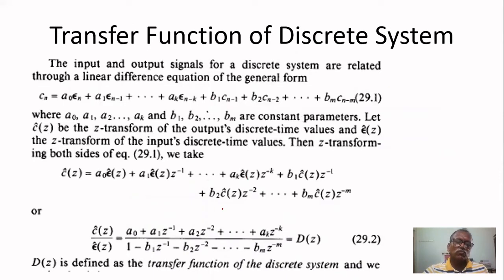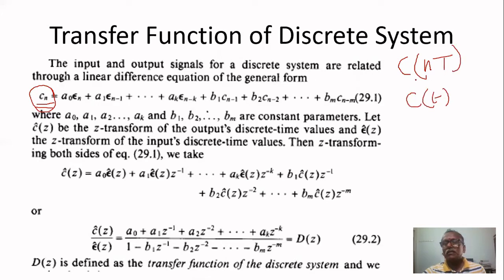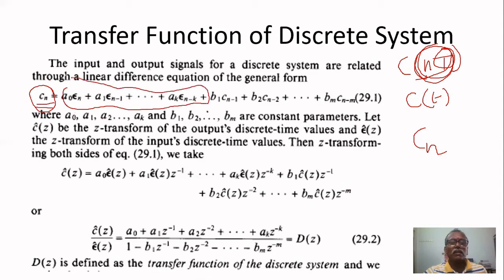Now let us see how to find the transfer function of a discrete system. How is a discrete time system represented? C of n means C of nT. That is, the continuous time signal C of t is sampled at the nth sampled value, where the sampling period is T. C of nT can be written as C of suffix n. It is a function of past values of input error, if it is a controller, and past values of output. That is the present value.